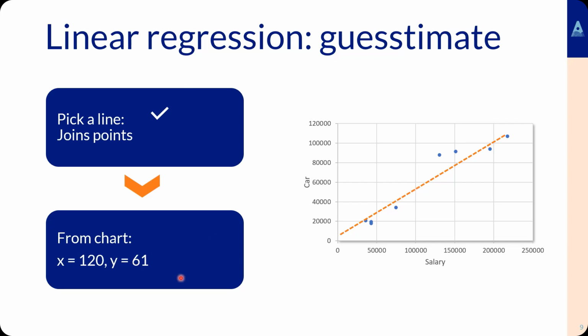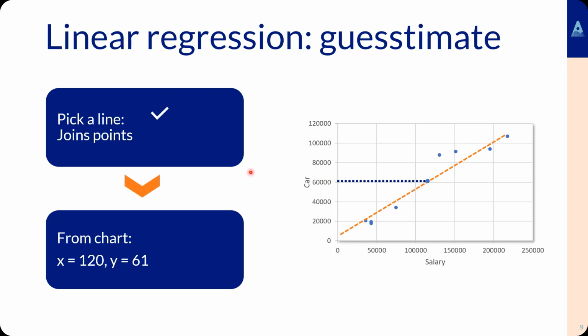So for instance, let's take the value of x of 120. Someone has a salary of 120. They're around here on the x-axis. If we draw a line up here, it comes up to about here on the line. And then from that line, we can go across horizontally to this point on the y-axis. So we can say that for a value x of salary of 120,000, the value y of car should be around 61,000. So now we've got a fairly good relationship description between the two variables.